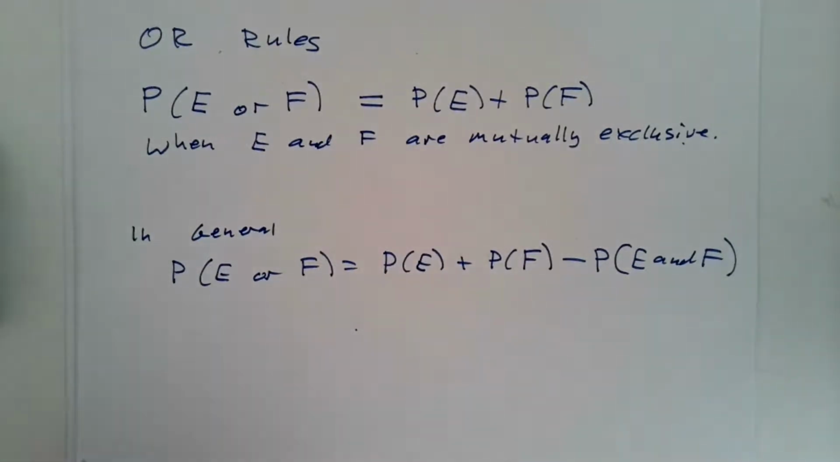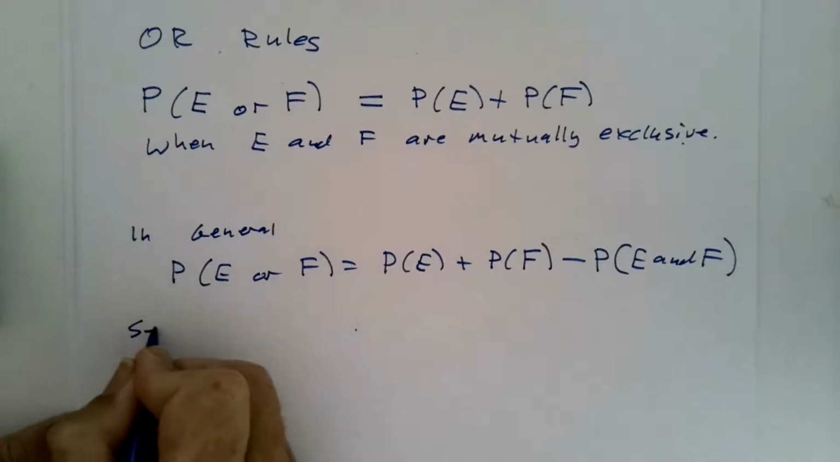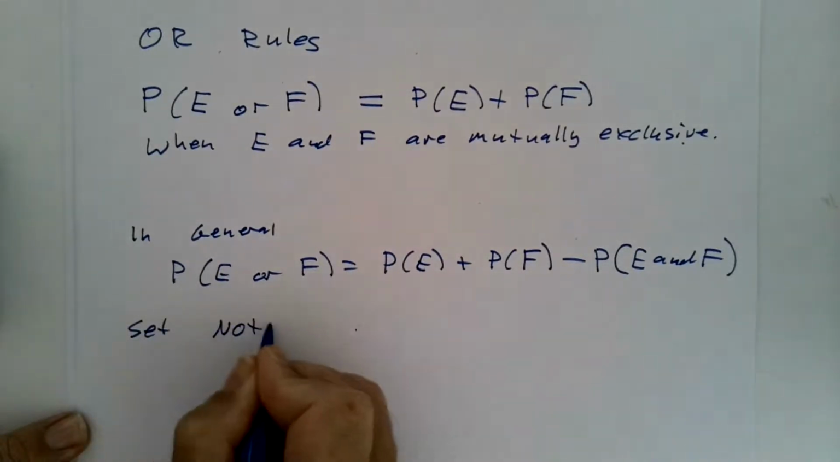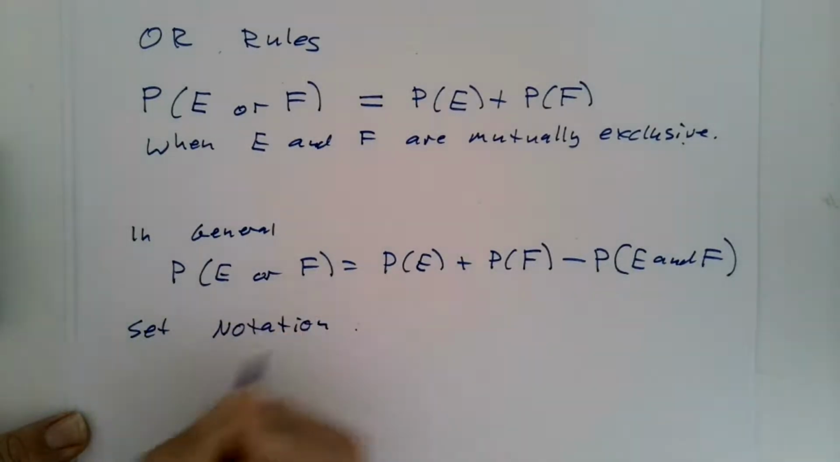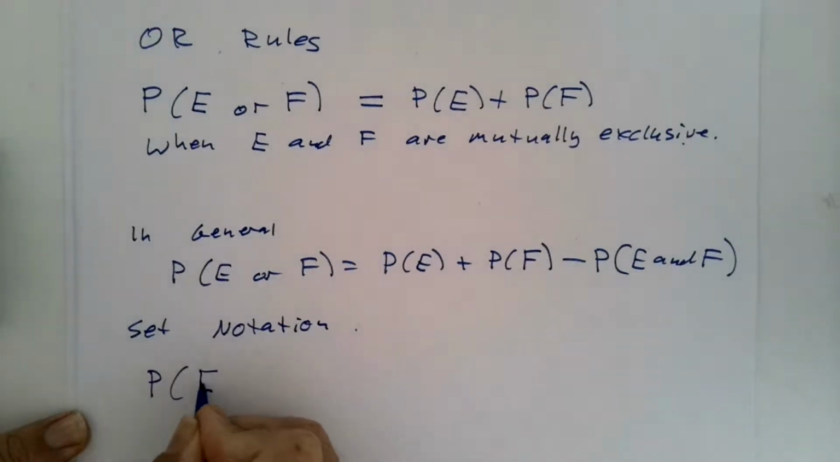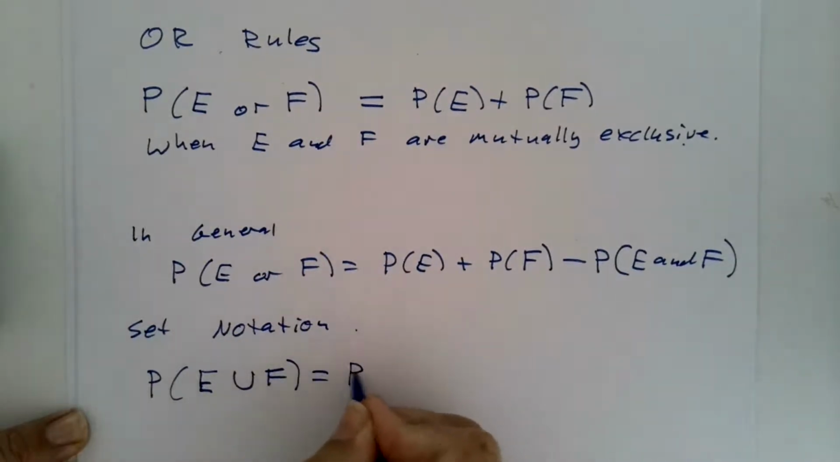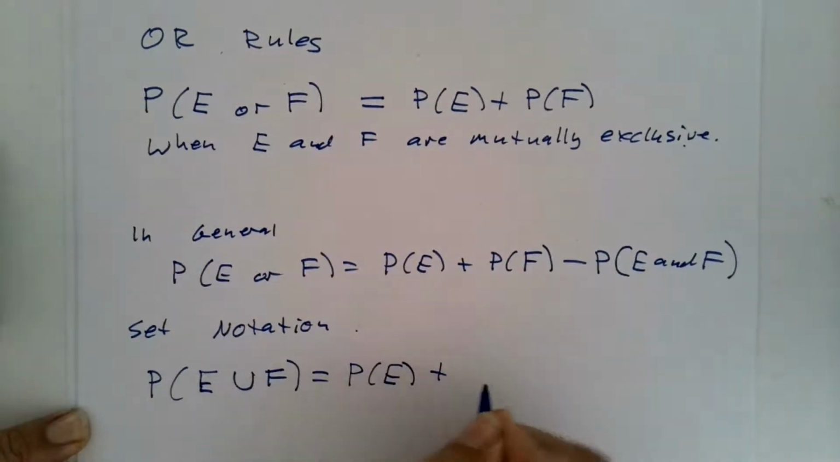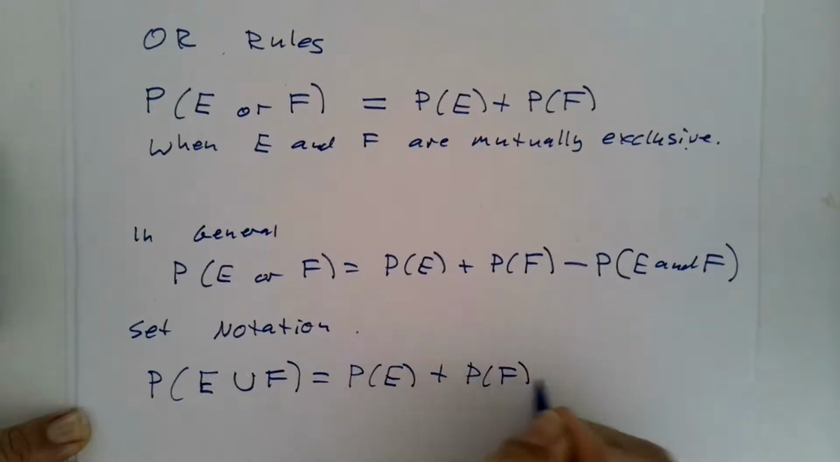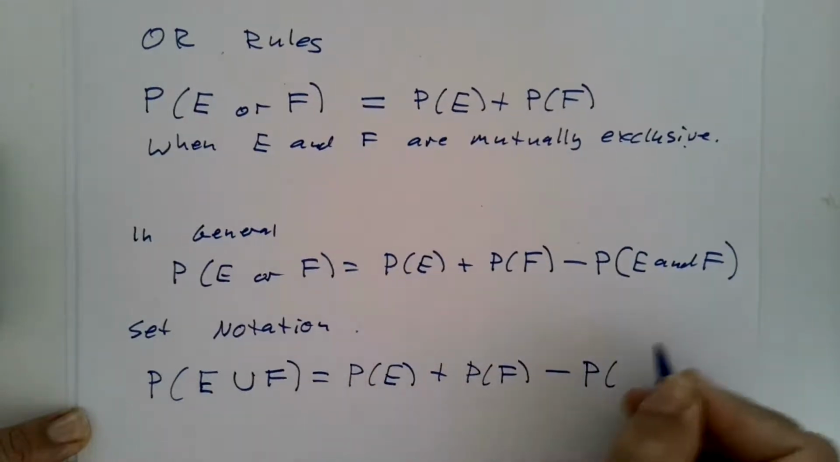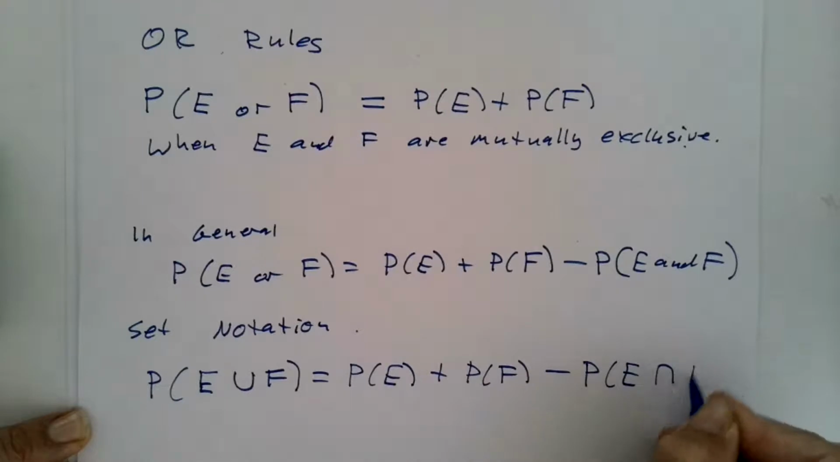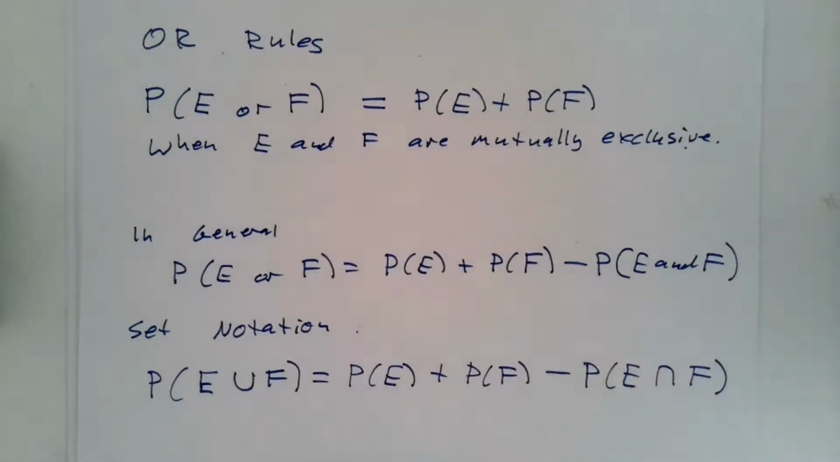Just to clarify, there's another notation that we use in set notation. OR is equivalent to union. So we could say the probability of E union F is the probability of E plus the probability of F minus the probability of E intersect F, where AND is intersection. So that's another notation that we can use.